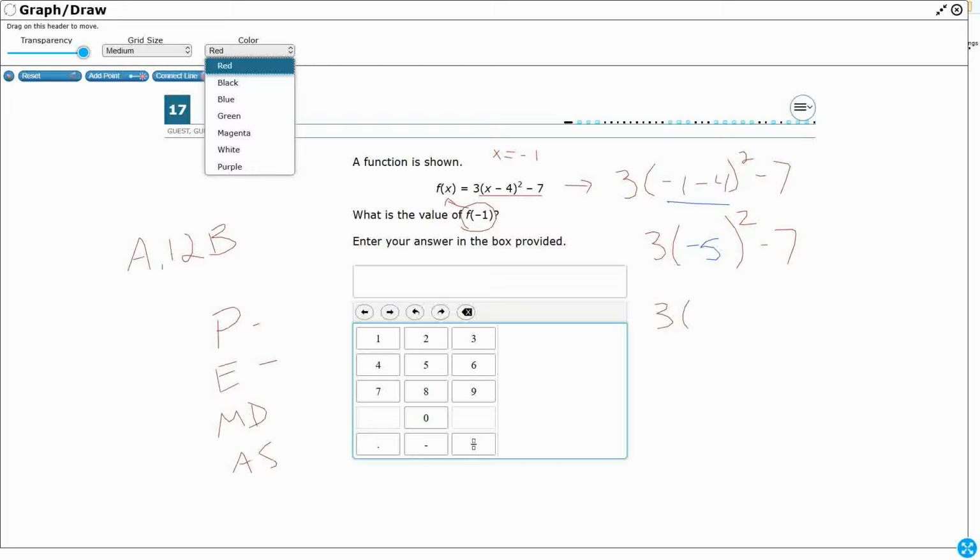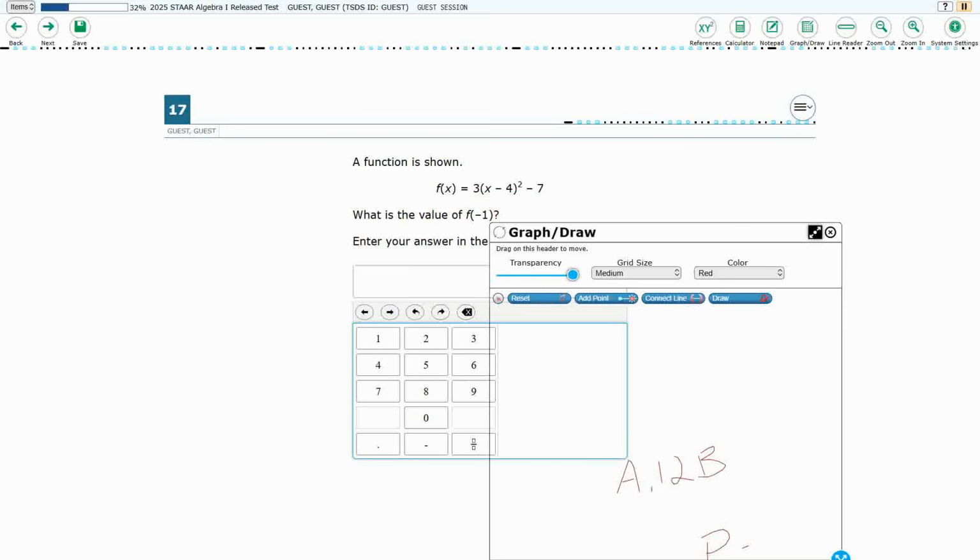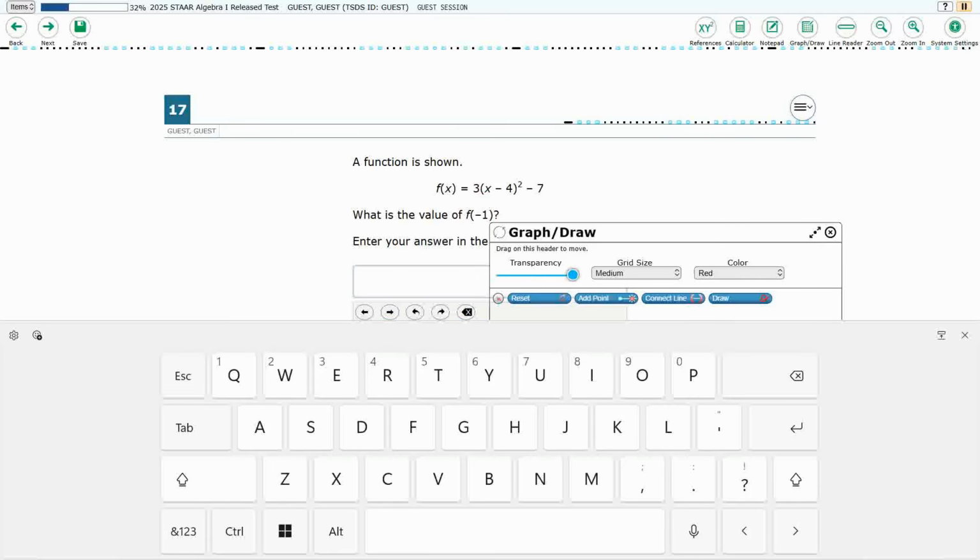So -5 times -5 is going to be positive 25, because 5 times 5 is 25, and then two negatives make a positive. And now I'm going to do 3 times 25, because that's a multiplication. We do that before we do subtraction. And so that is going to end up being 75. And then we simply subtract 7 from that. We're going to end up with our answer of 68. So if we were just to do this, we would end up typing in 68.